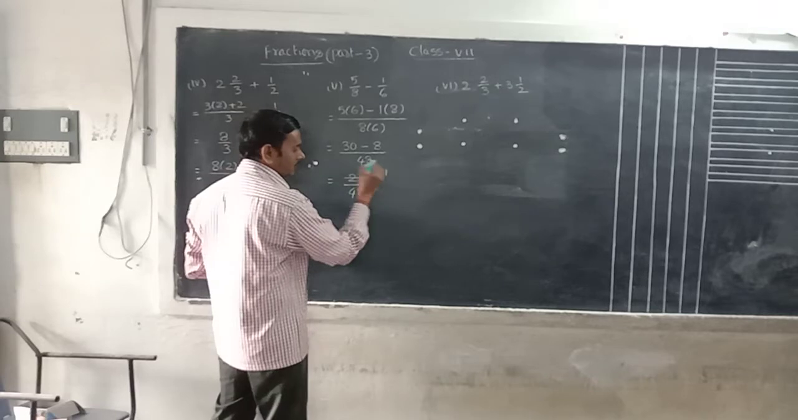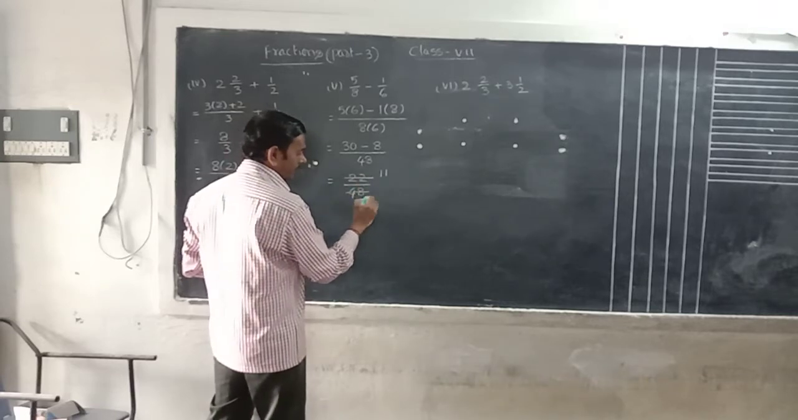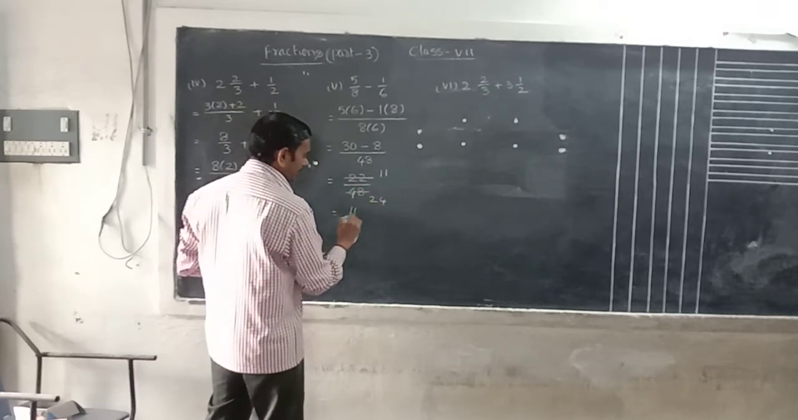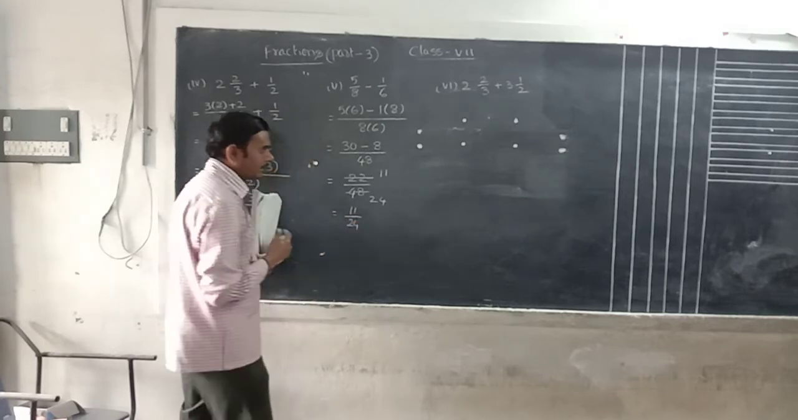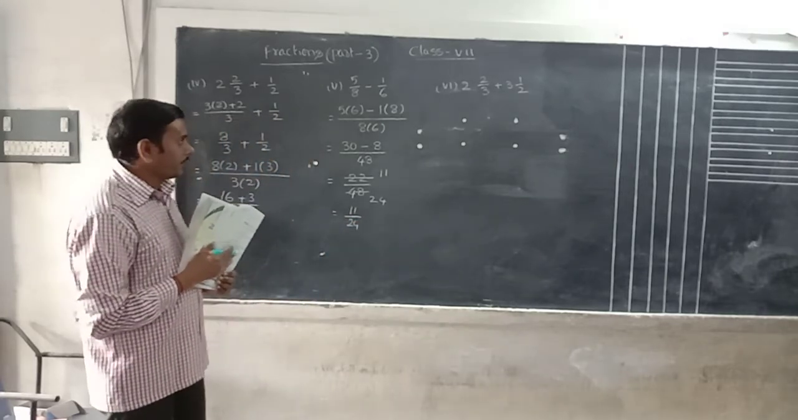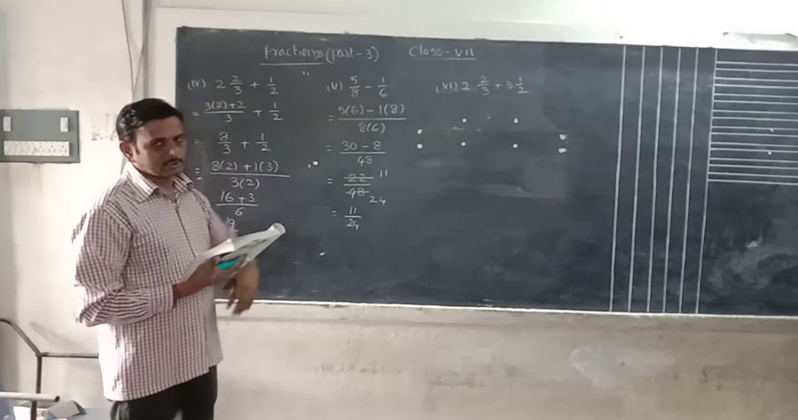Okay, 2 1s are 2, yes. 2 2s are 4, yes. 2 4s are 8, yes. The answer is 11 by 24. We can do it by this method, and there is another method also.